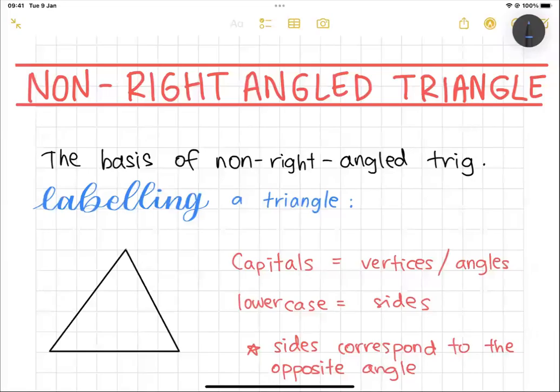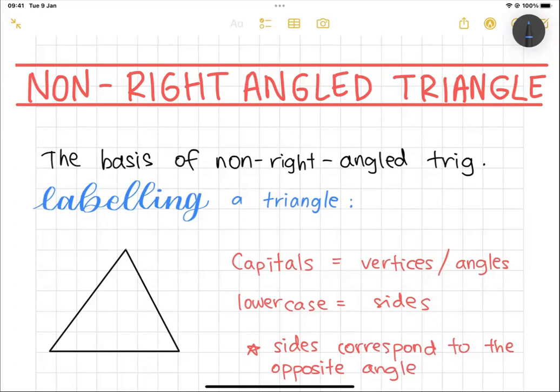Welcome back. Today we are looking into non-right angle triangles. Before we move on to the methods to solve a non-right angle triangle, we need to look at the basics of it. The basics is how to label a non-right angle triangle.